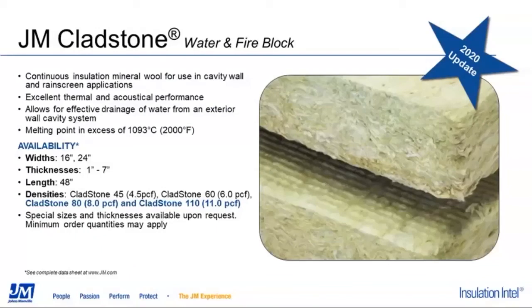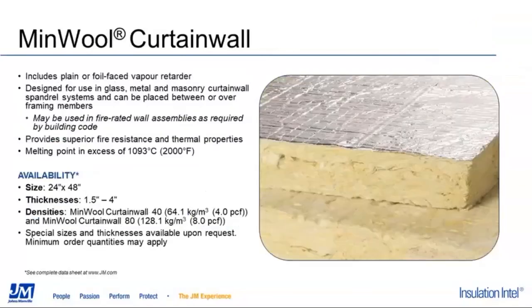And you can see again our various thicknesses and widths. New in 2020, we launched a couple of different densities. Our standard density is the 4.5. The Cladstone 45 is our highest moving product, and somewhat obviously the cheapest, which is maybe why it's the most popular. But there's also a need, depending on certain applications, for more dense, rigid material. So that caused us to launch the Cladstone 80 and the Cladstone 110 product lines as well. A very similar product, I would say, to Cladstone is our curtain wall.